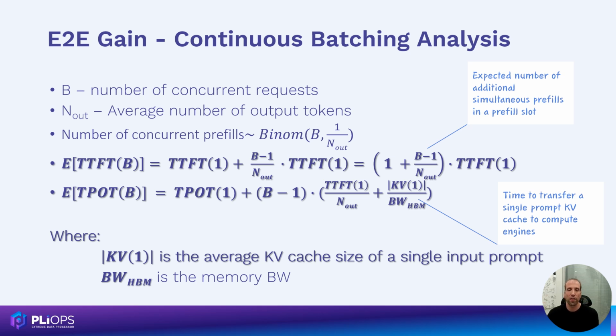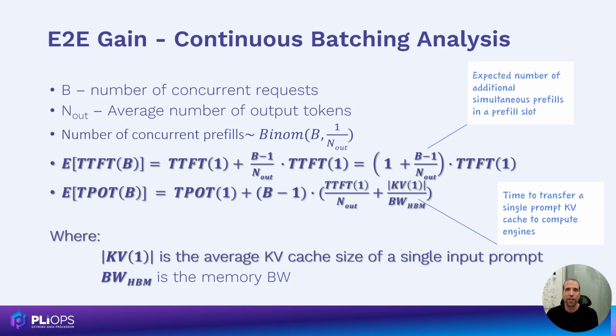Why? Because you can think of the timeline as composed of consecutive time slots. In each time slot, you have B requests, some of them in prefill and some of them in decode. What's the probability that a single request is going to be in prefill? It's approximately 1 over Nout, because every Nout tokens there is a new prefill. So this approximately follows a binomial distribution.